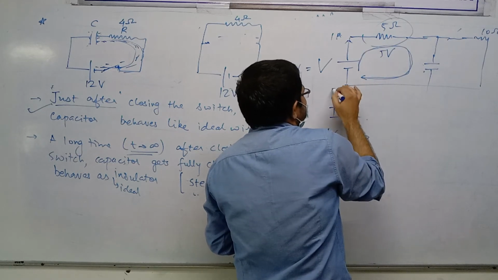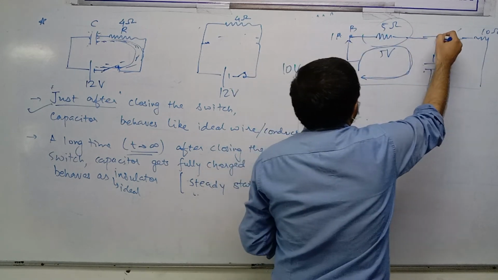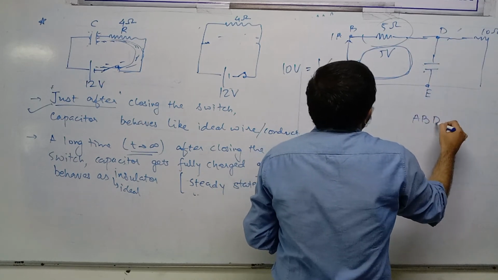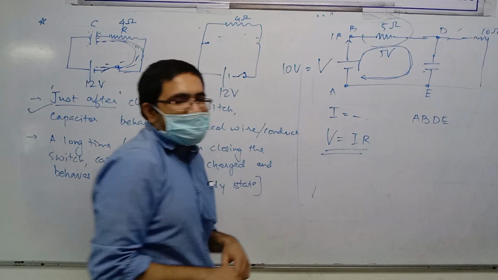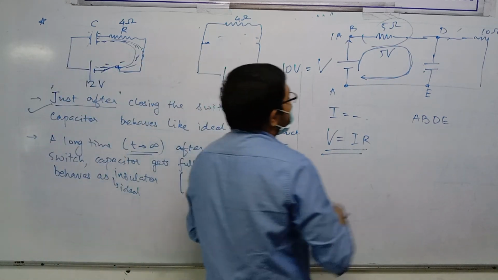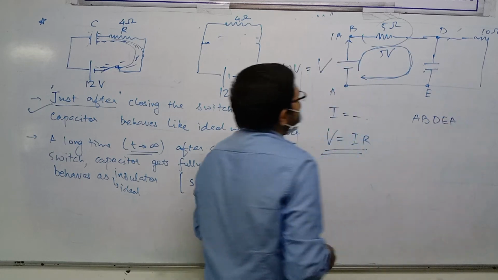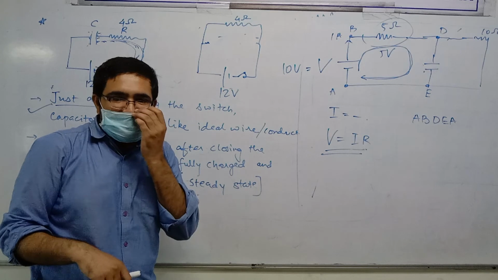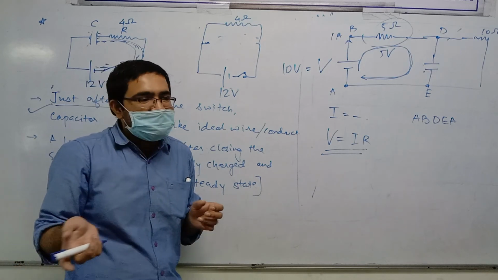Suppose we start with A, B, C, then go D, E. Okay, if we take A B D E, oh sorry, A B D A, excuse me. It is not necessary to start from B. You can start from anywhere and come back again. It will give you the same value.